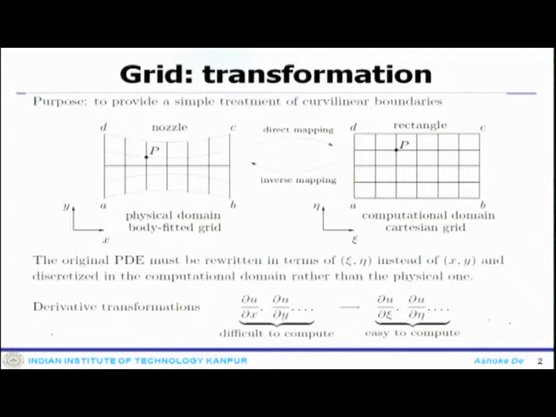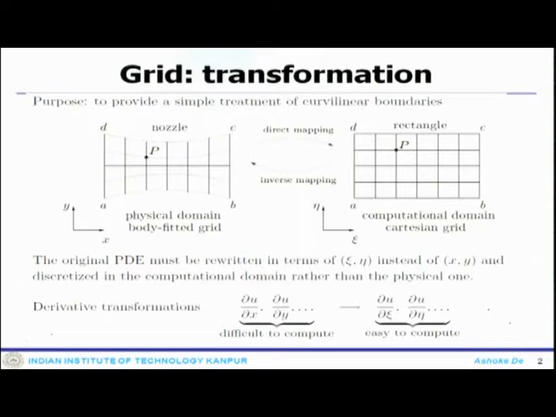It is not necessarily that, as we have discussed, you can always use the structured grid. Sometimes you use an unstructured grid, these are options, but one more option is that you can still be on the structured system, but then you need to do the transformation.